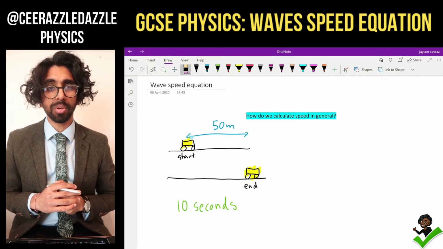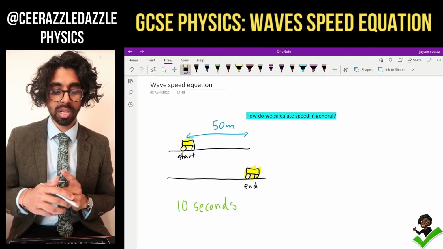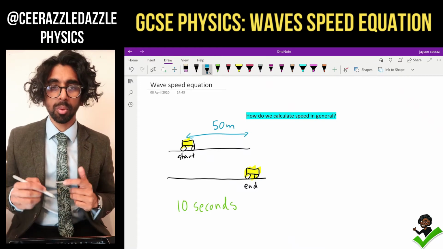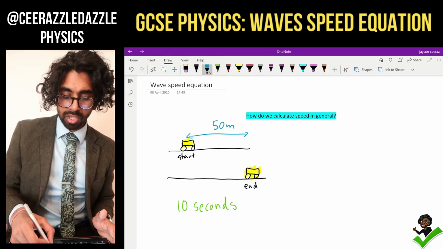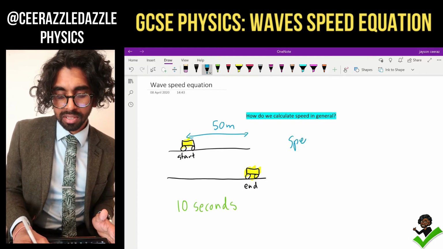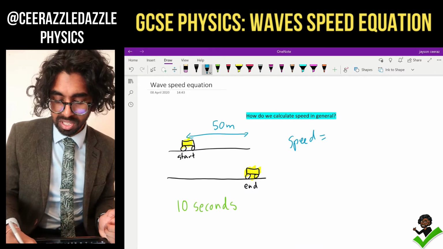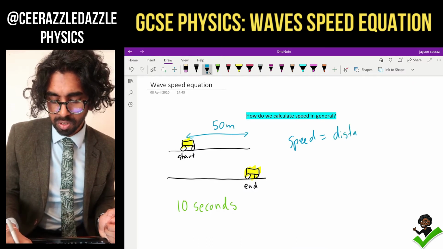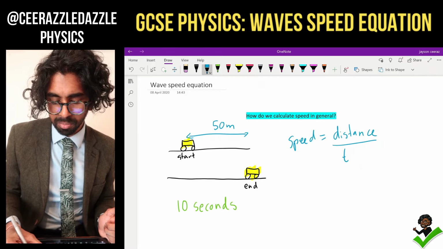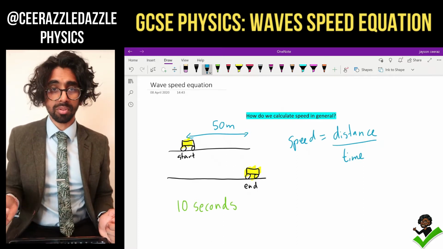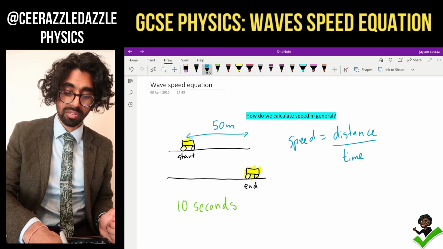In today's session we're going to be talking about the wave speed equation. But before we talk about the speed of waves, we need to talk about speed in general. So speed is simply defined as the distance an object travels divided by the time. So speed is equal to distance divided by the time. You may have seen this formula lower down in school. It's now come up again in GCSE Physics.